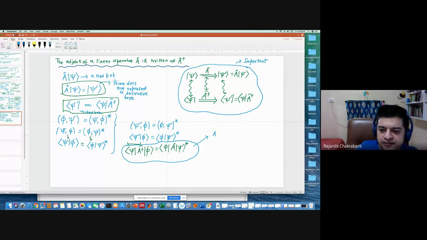So a relation which is valid for any phi.